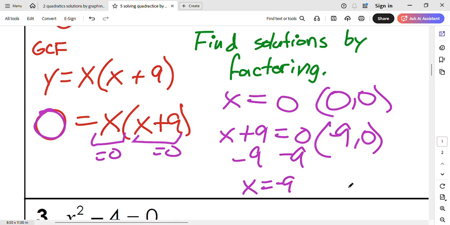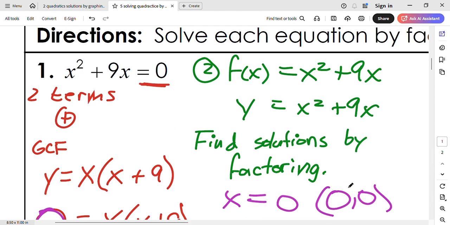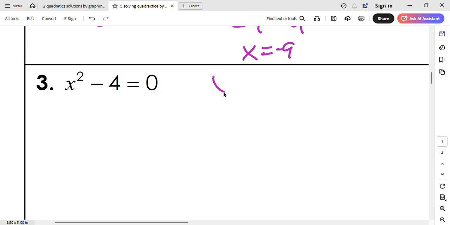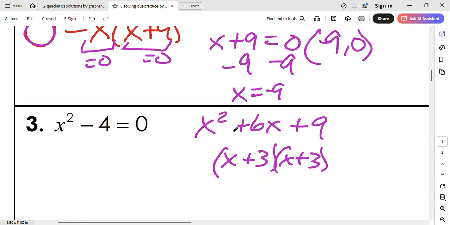You can't just put FOIL and parentheses and then another parentheses, x plus 3 and x plus 3. What you're talking about is the AC factoring method. We will do that type of factoring. You know when you would get x plus 3, x plus 3? If it was x squared plus 6x plus 9, which factors into x plus 3, x plus 3. But this was just x squared plus 9x, so not the same.